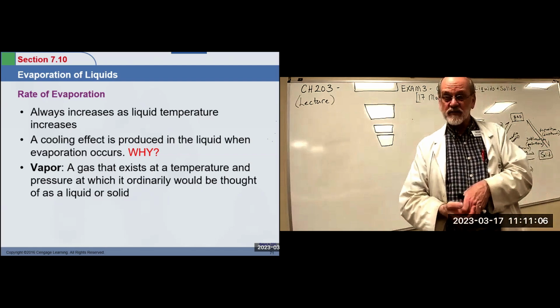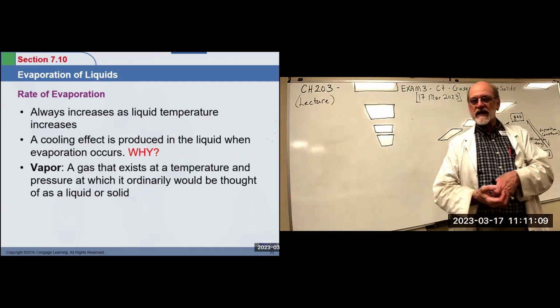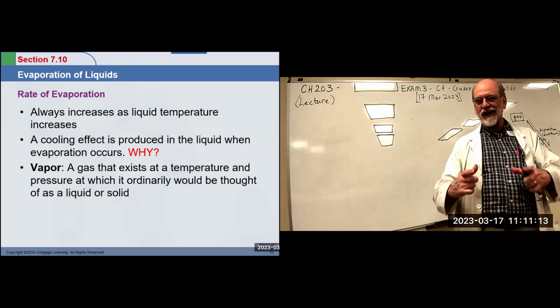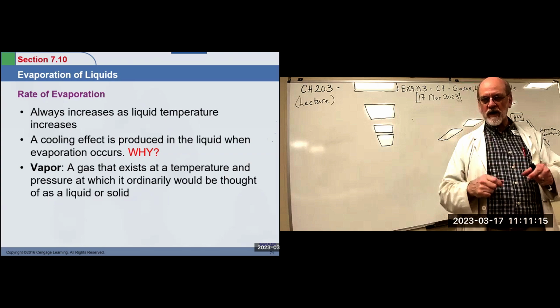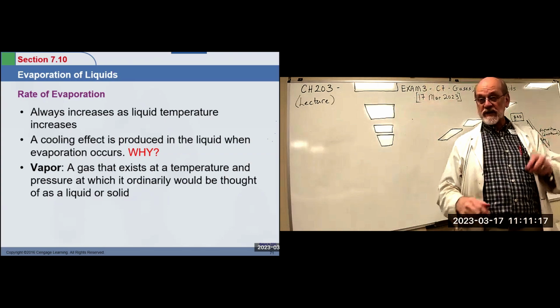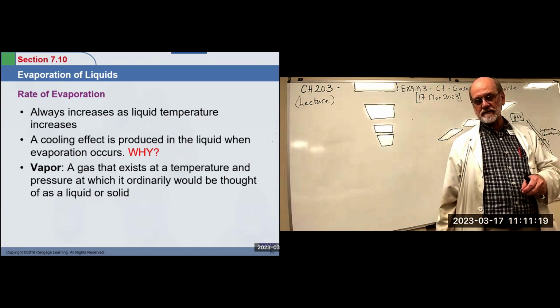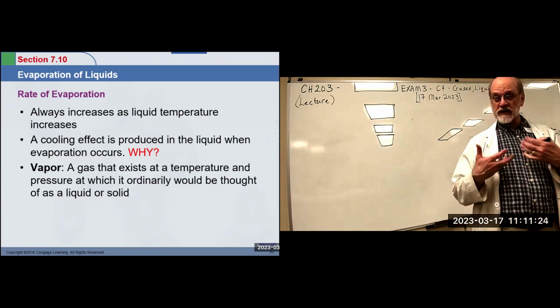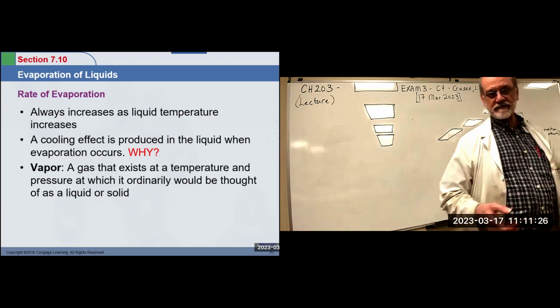Or you can take that same drop of water and you can heat up a stovetop, say a ceramic stovetop. You can get it really hot and then drop the water on it and it'll be gone in seconds. So the difference in temperature there was the cause for the rapid evaporation.